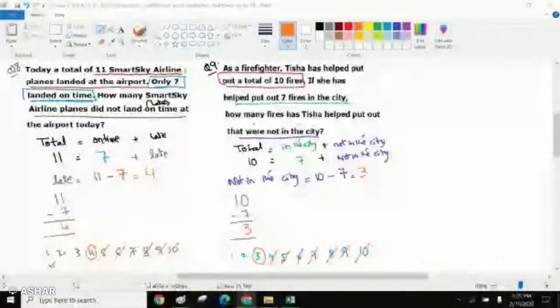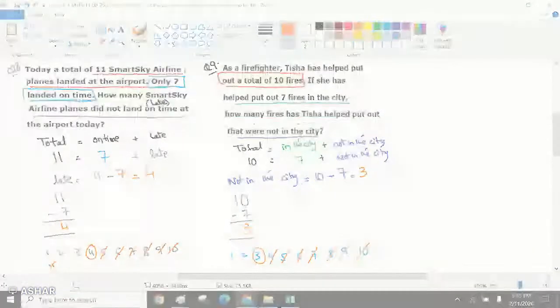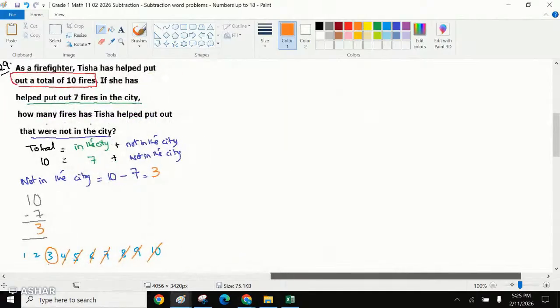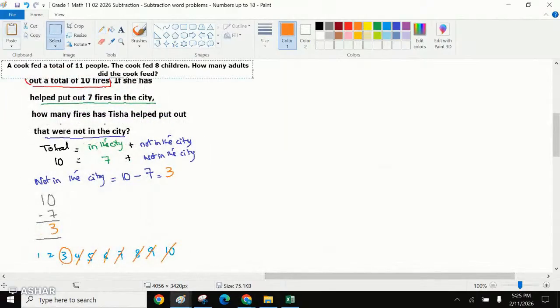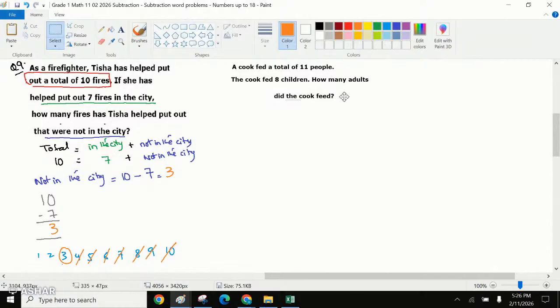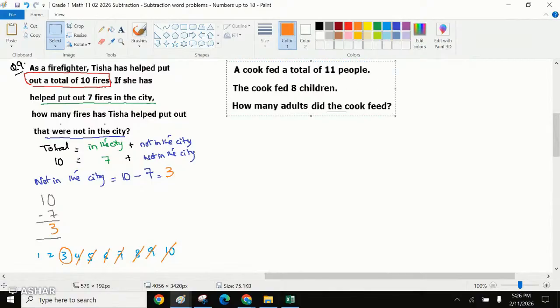Is feeding a certain number of people. Okay, just a moment. And the next question says, a cook fed a total of 11 people. The cook fed 8 children. There were 8 children and there were some adults. So the question being asked is, how many adults did the cook feed?